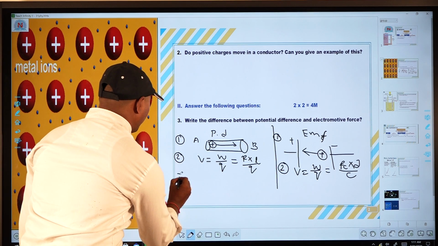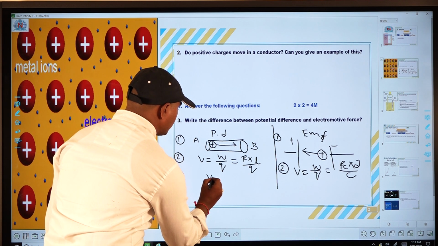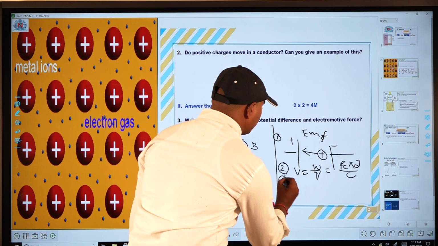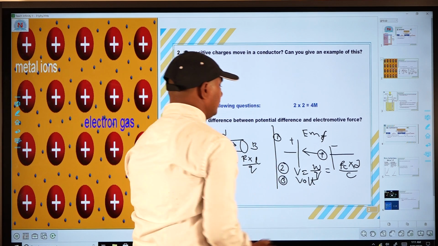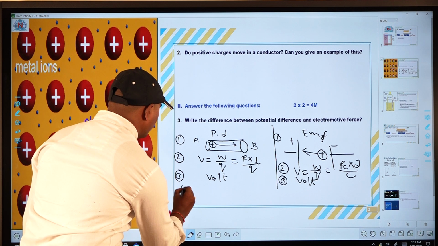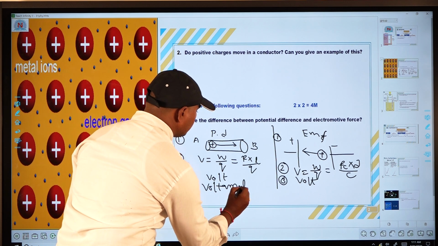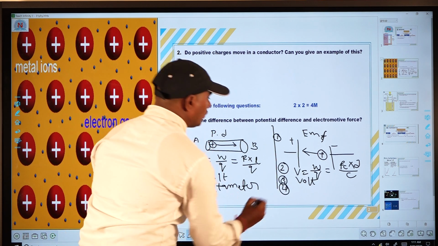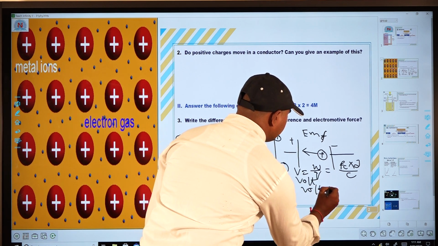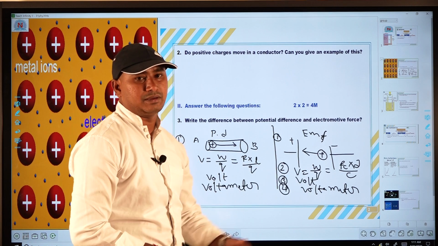Next, see the third point here. The unit of potential difference is volt. And the EMF unit is also the same, that is volt only. And the potential difference of any electric circuit you have to measure with a voltmeter. The EMF also you have to measure with a voltmeter only. So these are the differences between potential difference and EMF.